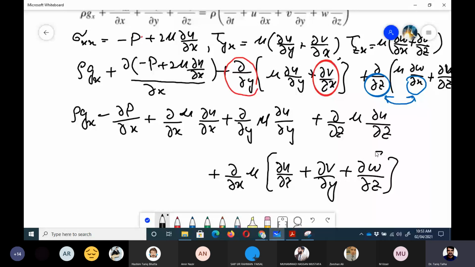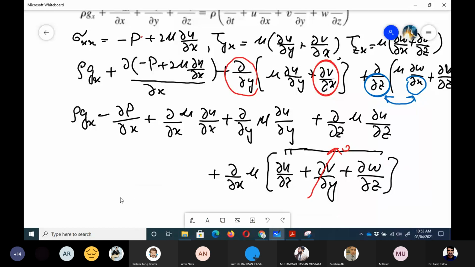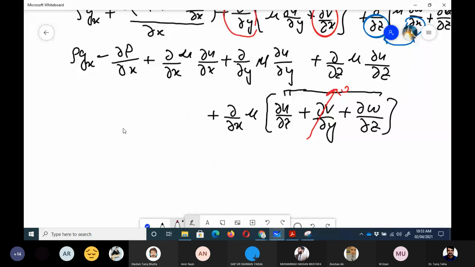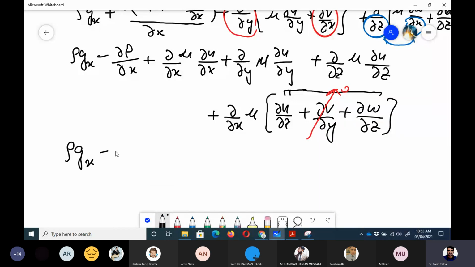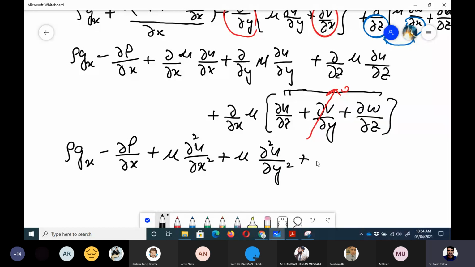Now again, if you see that this is the continuity equation for incompressible steady flow, so we can just make it equal to 0. So now we are left with rho g_x minus partial p by partial x plus mu into partial squared u upon partial x squared plus mu into partial squared u upon partial y squared plus mu into partial squared u upon partial z squared.